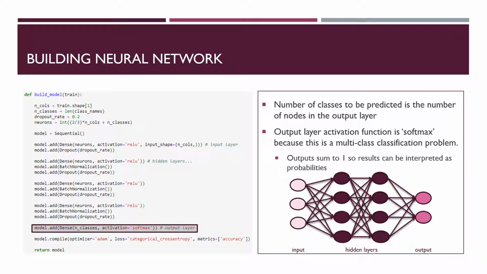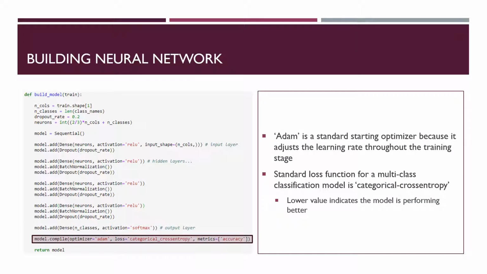The output layer has the number of nodes equal to the number of classes to be predicted. Because this is a multi-class classification model, the activation function on this layer becomes softmax. Finally, we compile the model using the standard optimizer of Adam, which is related to the learning rate, and the loss function of categorical cross-entropy, which is the metric trying to be minimized.